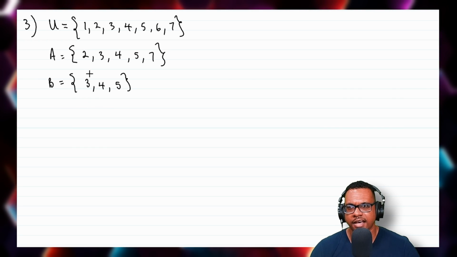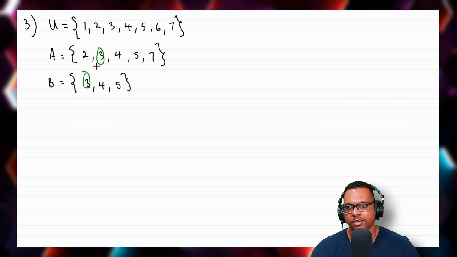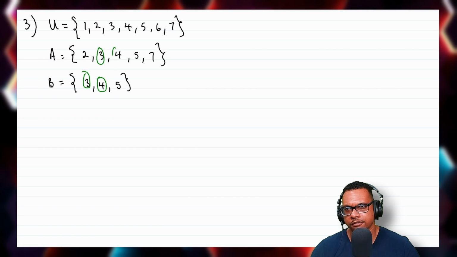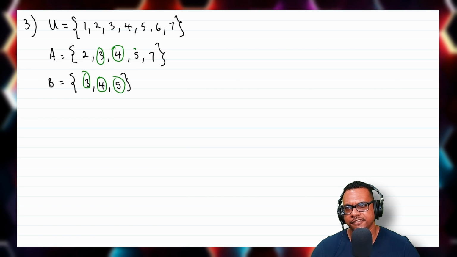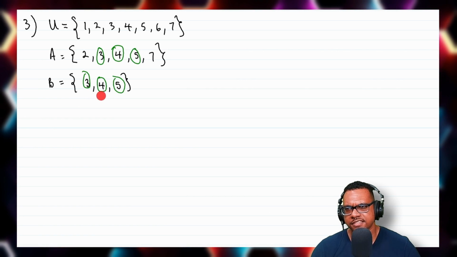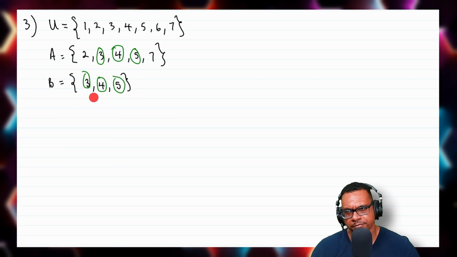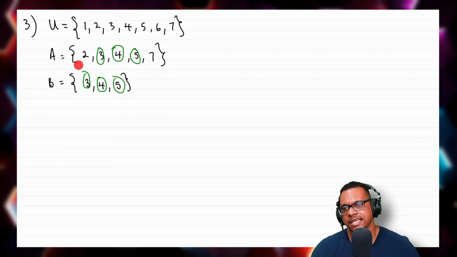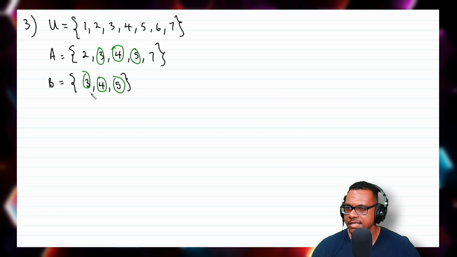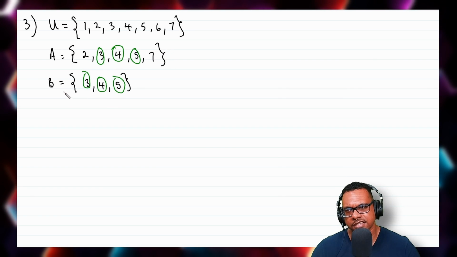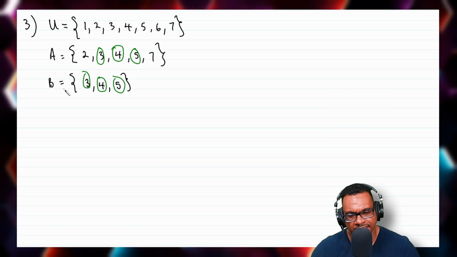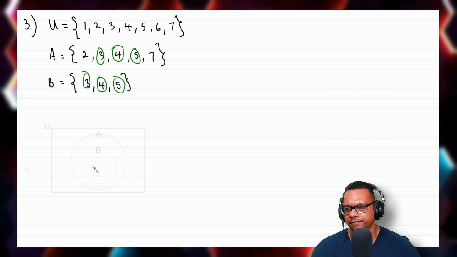So I'm going to circle. I have 3 here and 3 here. So I have elements in common. I have 4, 4, 5, 5. So now that I've circled the elements in common, we can see that all the elements in B is contained in A. Therefore, B is a subset of A. So the circle B is going to be drawn inside of the circle A.